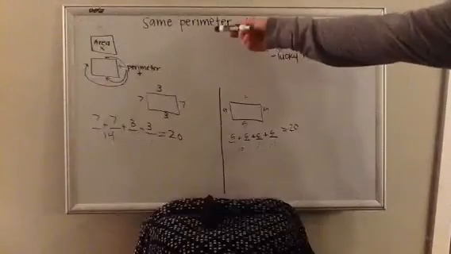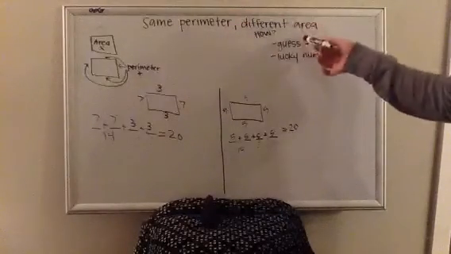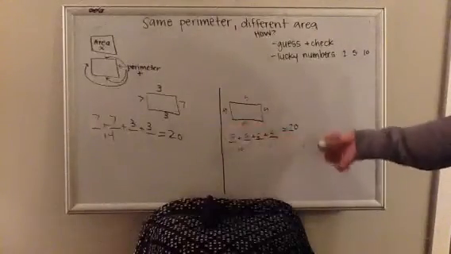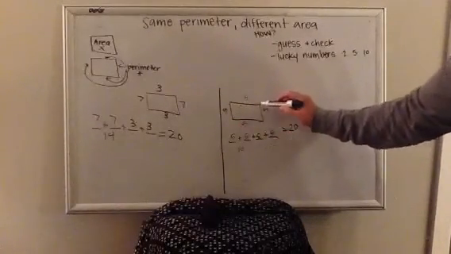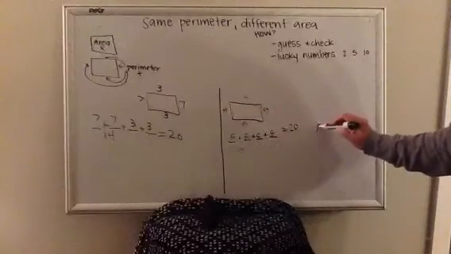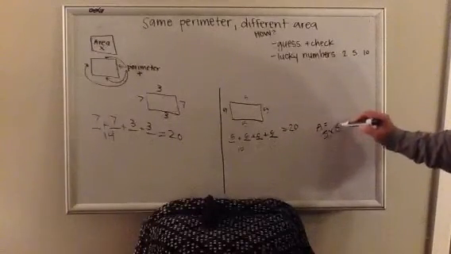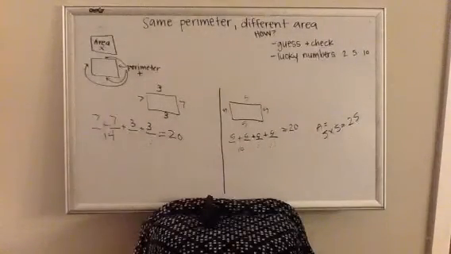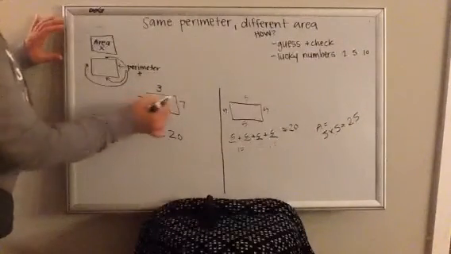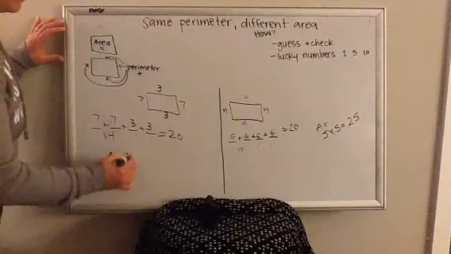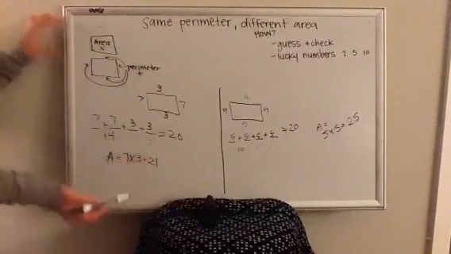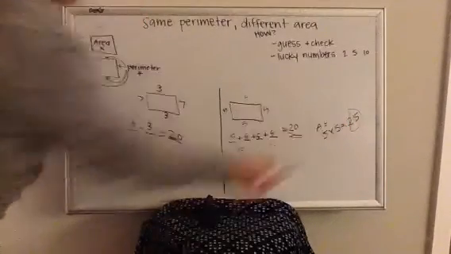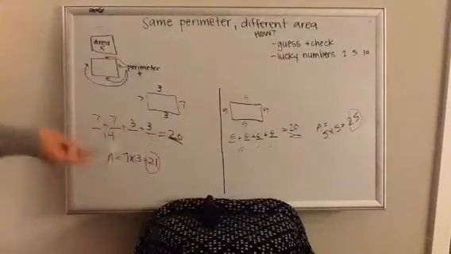Now remember, up here, it was asking for the same perimeter, different area. So we need to show them that these have a different area because we know that they both have a perimeter of 20. Well, my area is that invisible array, so that would be 5 groups of 5. So my area would be 5 times 5 equals 25. And over here, my invisible array would be 7 groups of 3. So my area would be 7 times 3, which is 21. So look at that, same perimeter, different areas. Okay, so those are two things you can try.